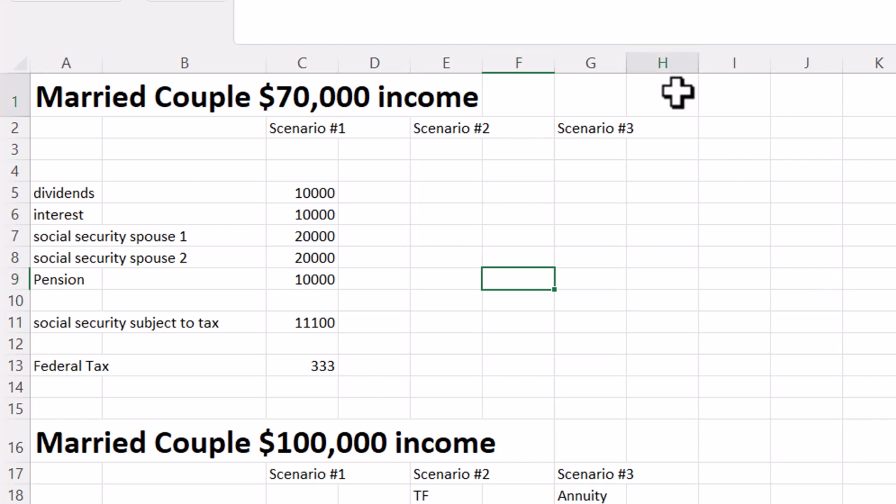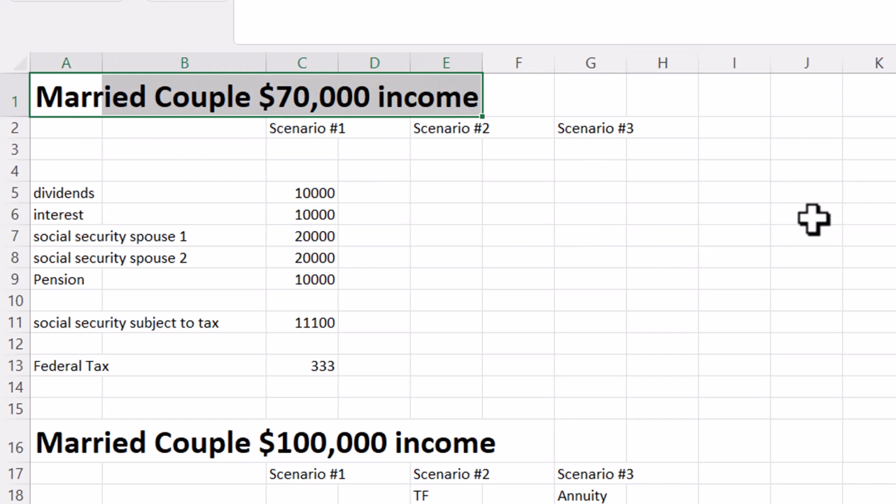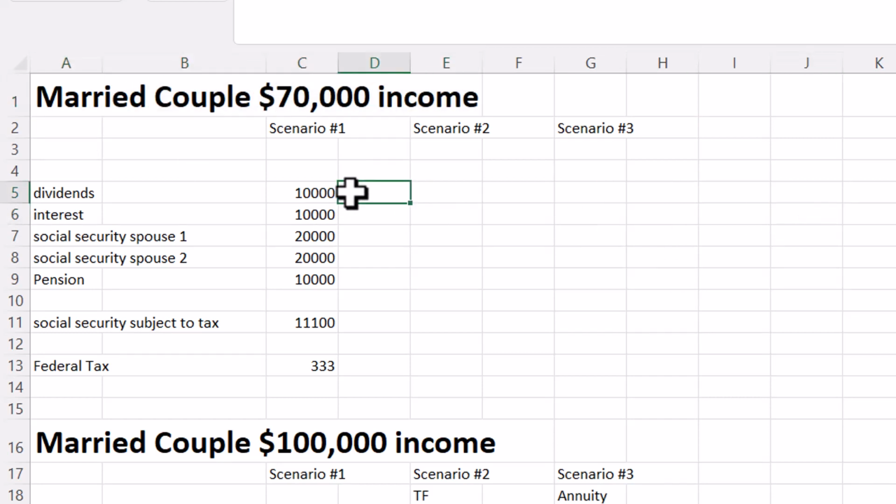First, let's take a married couple with $70,000 of income. Their scenario is this: they have dividends and interest of $10,000 each. Mary and John get $20,000 each of Social Security income, and they have a pension of $10,000. If we add everything together, that's $70,000. In their situation, their Social Security subject to tax would be $11,100 out of the $40,000. So only about half of their Social Security income is taxed.